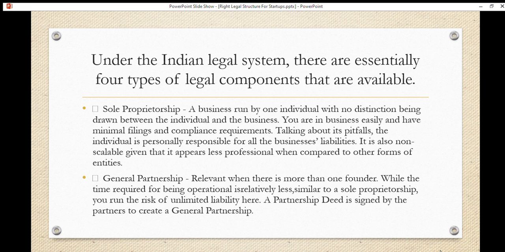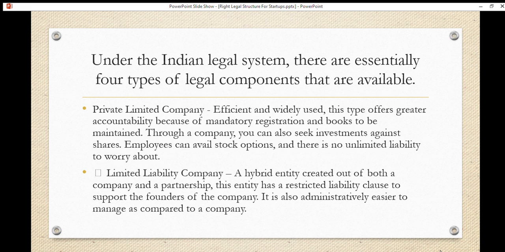A partnership deed is nothing but terms and conditions, a statement between the partners. Okay. Then there are private limited companies. They are efficient and widely used.